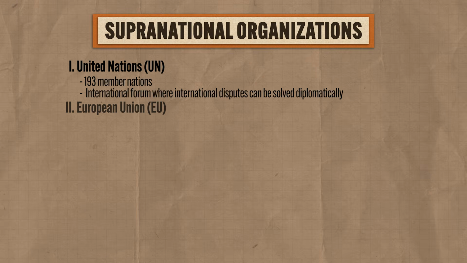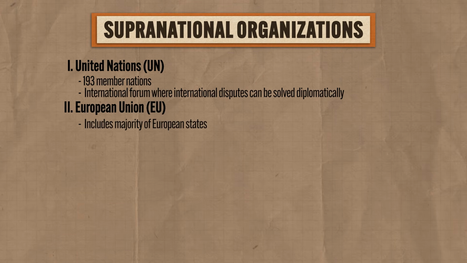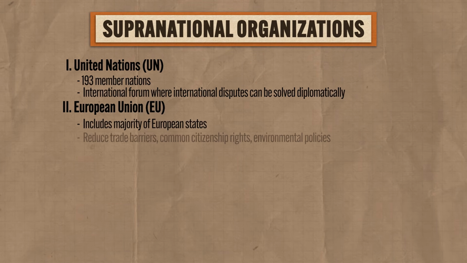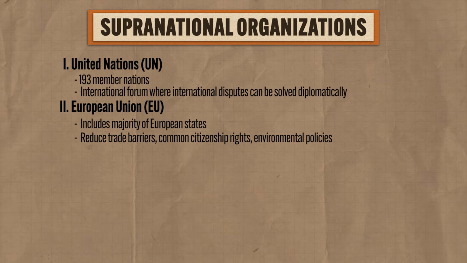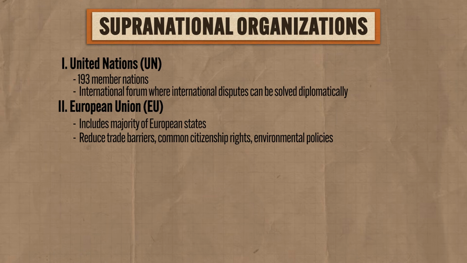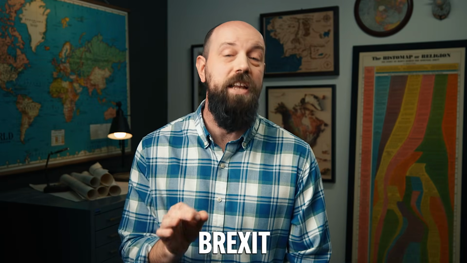Second, you need to know the European Union, which includes the majority of European countries. And essentially, member nations of the EU have agreed to reduce trade barriers between them, recognize common citizenship rights, and share the burden for environmental policies, etc. And again, by becoming a member of the EU, the idea is that countries are better off than they would be if they remained isolated. But in order to join it, that does mean that states face a diminishment of their sovereignty. And sometimes that challenge to sovereignty is just too much to bear, as it was in 2020 when Great Britain decided to leave the EU in an event known as Brexit.